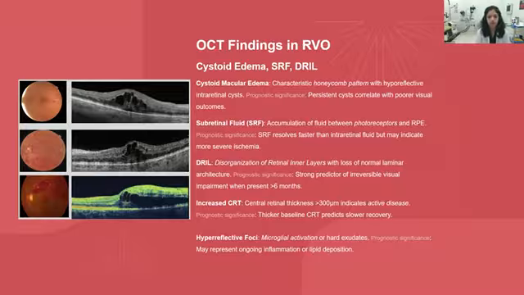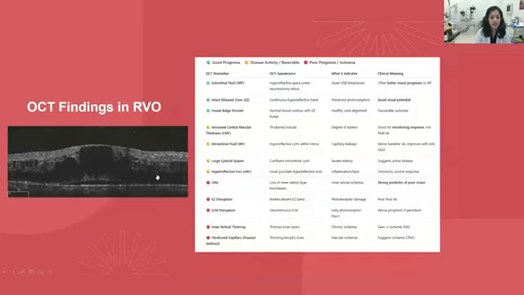And increased central retinal thickness, of course, more than 300 microns indicates active disease, and thicker baseline CRT predicts slower recovery. There can also be presence of hyperreflective foci, that is microglial activation or hard exudates, and may represent ongoing inflammation or lipid deposition. So let's look at this OCT here. You can see obviously significant retinal thickening, and you can see subretinal fluid as well, and you can see cystoid spaces in the retina, and you can see there is DRIL. That is, there is disruption of the retinal inner layers, which means the prognosis in the eye is slightly poor. So when you explain to the patient that we're going to give anti-VEGF in your case, we do have to explain the prognosis as well.